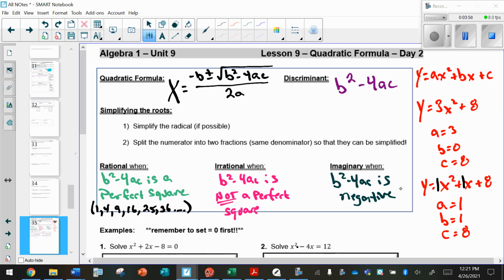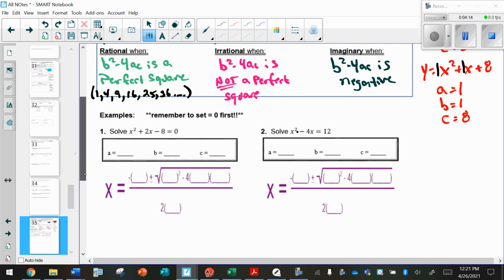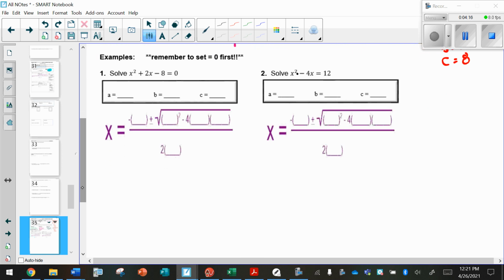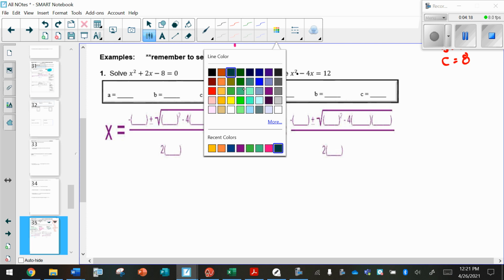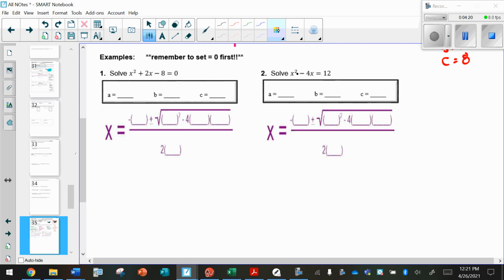Okay, so if you're asked for what type of roots they are, you don't have to solve everything. You can just find the value of the discriminant, and based on that number, you can tell whether it's rational, irrational, or imaginary. Okay, now let's practice the whole big thing. Let's do some full out fun with the quadratic formula.